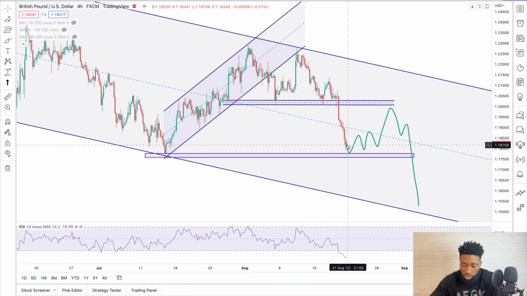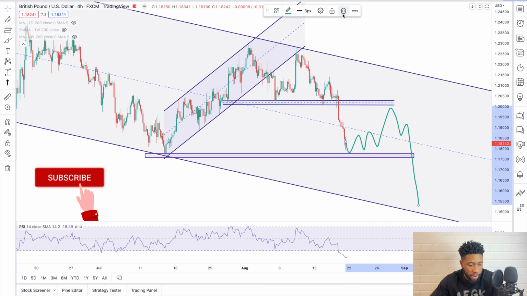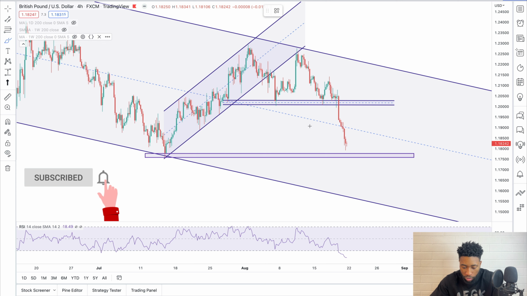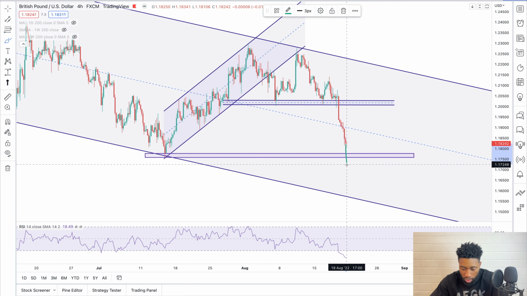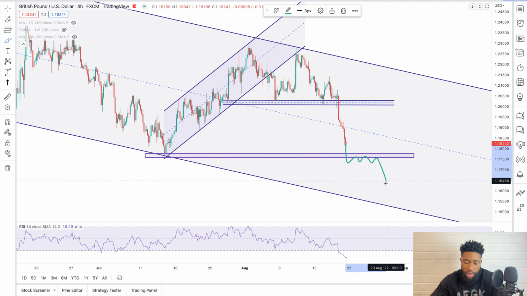Price might just break through like a knife cutting through butter, so I'm not going to rush into any trade. If we break through this level, I'm simply going to wait for a retest of that level, a bearish continuation, before I go short. So if we break through this level, then retest it and consolidate a little, then I can go short on GBPUSD.